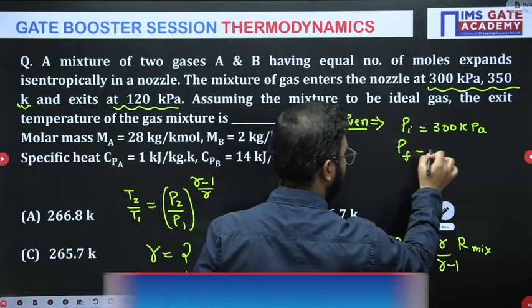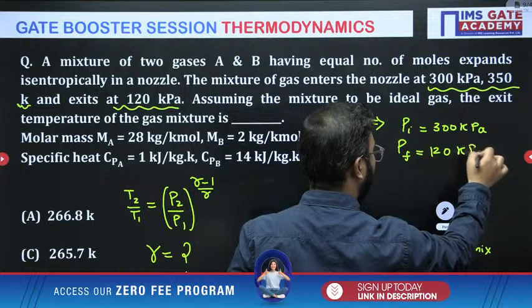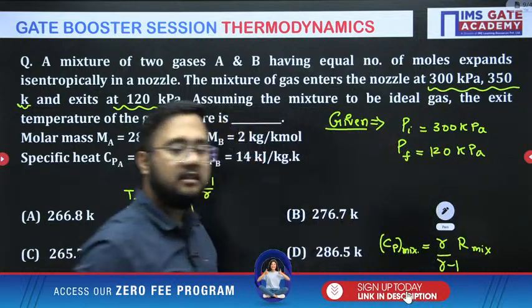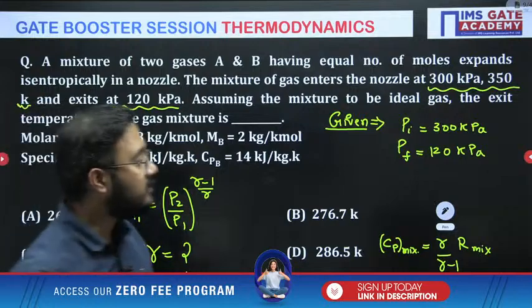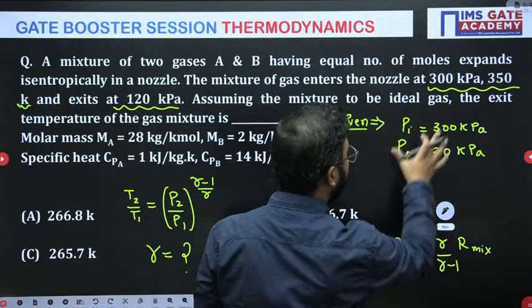P final pressure is 120 kilopascal. So once you have written here, you will never put P initial instead of P final. That thing will never happen. So that's why you have to put all the given data here itself.